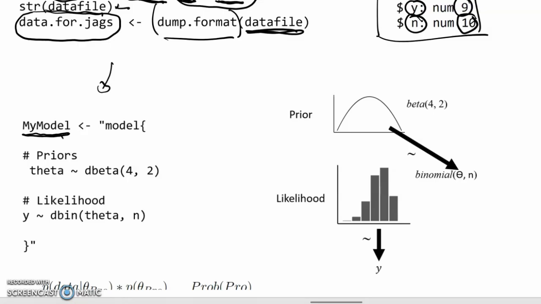Any valid R name would work. And the code consists of open quotation mark, the keyword model typed in just like that, open curly brace, and at the bottom we're going to close it off with a close curly brace and a close quotation mark. And in the middle, what we're going to have is, again, the essence of our model statement.